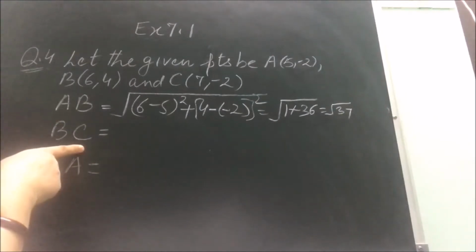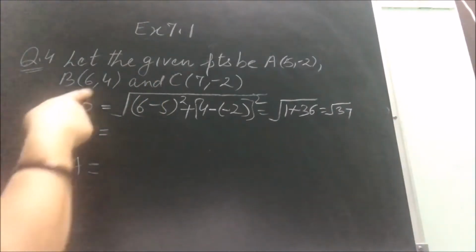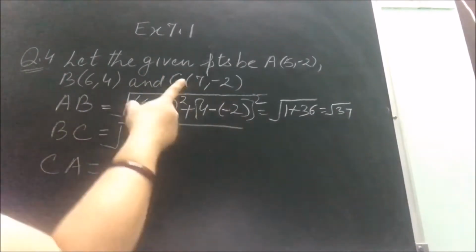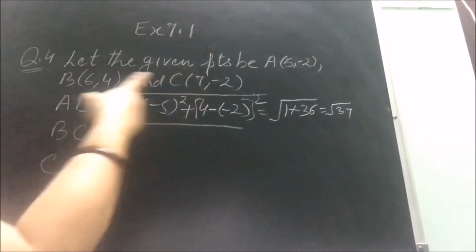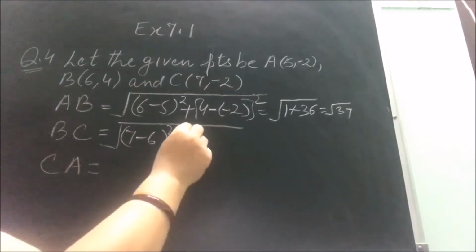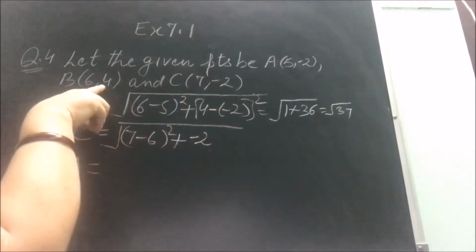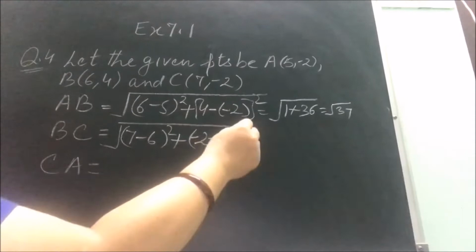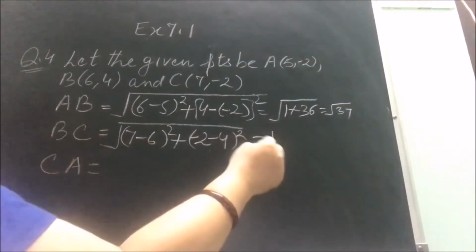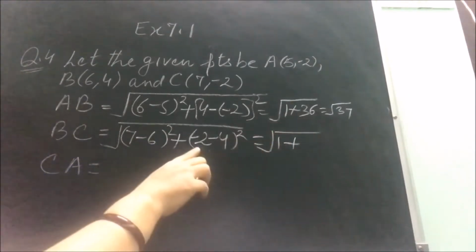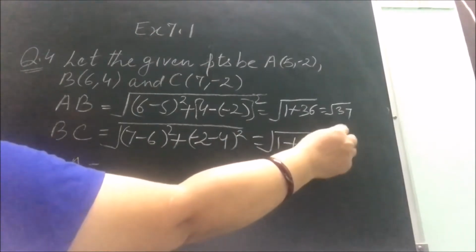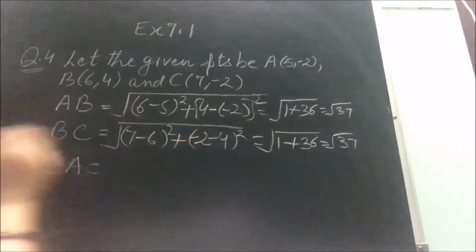Similarly, we have to find out the distance between B and C, so apply the distance formula between these 2 points. Again, the difference of x coordinates, 7 minus 6, whole square, plus the y coordinates difference, y2 minus y1. Right? 7 minus 6 is 1, 1 square means 1. It is -6, and -6 square is 36. So it is root 37.